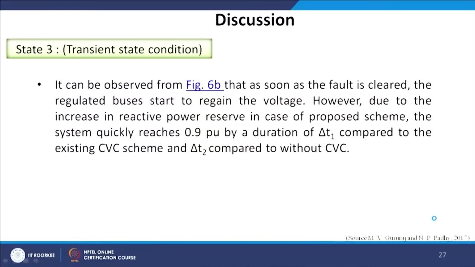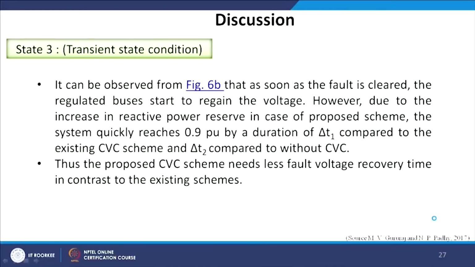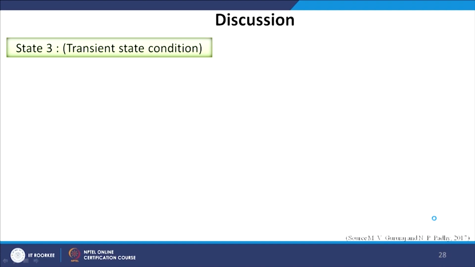It can also be observed that as soon as the fault is cleared, the regulated bus starts to regain the voltage. However, due to the increase in reactive power reserve in case of the proposed scheme, the system quickly reaches 0.9 per unit by a duration of delta T1 compared to the existing CBC scheme and delta T2 compared to without CBC. So, the time of recovering got reduced with the proposed CBC scheme compared to the other schemes. Thus, the proposed CBC scheme needs less fault voltage recovery time in contrast to the existing schemes.